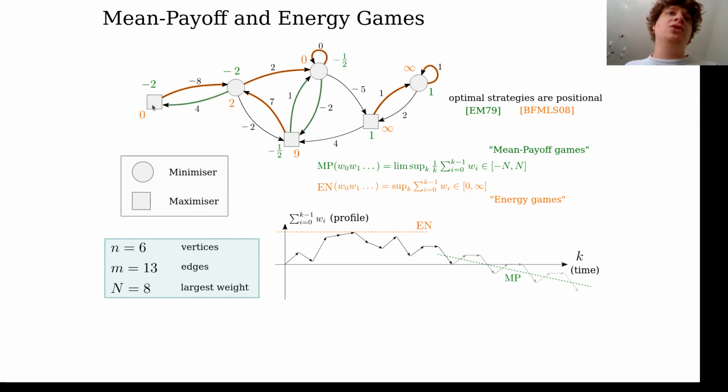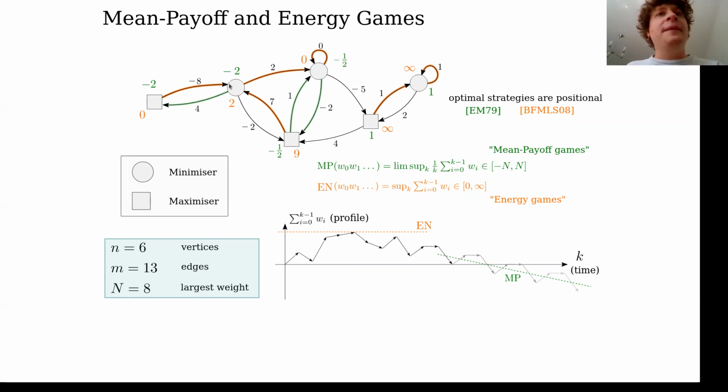So this is the preferred choice that secures energy 2. From here, we have energy 0 because we see -8 and then 2 and then only 0. So this profile stays below the x-axis. And from here, the maximizer should choose this edge to ensure value 9, which is the best he can get, the maximal energy.